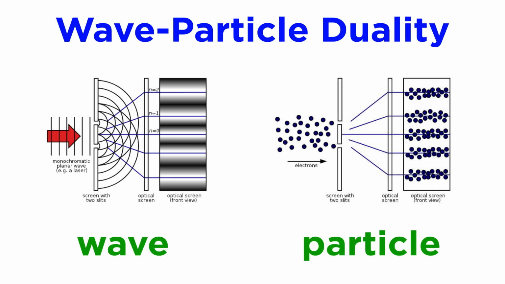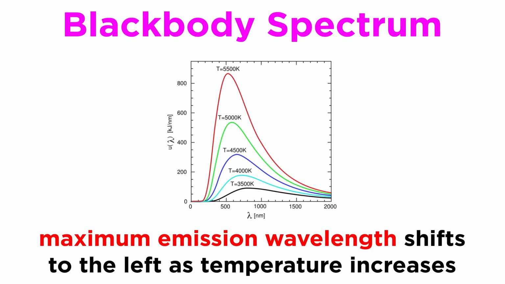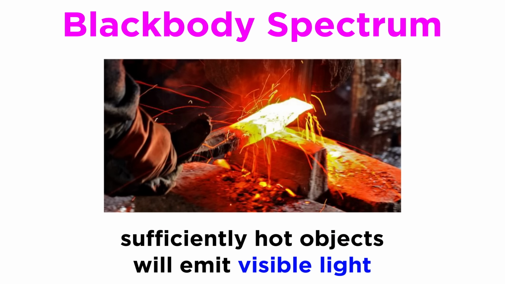We should also note that the wavelength of light that is produced by an object is temperature dependent. If we look at something called a black body, which emits light of all wavelengths, the maximum emission wavelength, or the most commonly emitted wavelength of light, will shift towards lower wavelengths and higher energies as the temperature of an object increases. If sufficiently hot, this wavelength enters the range of visible light, which is why very hot things glow.